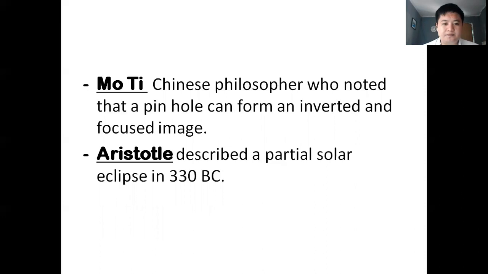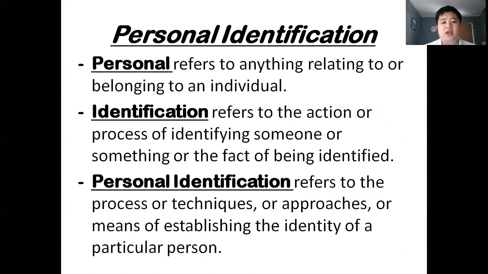For the second forensic subject, that is personal identification, if you ask a criminology student about personal identification, immediately they will answer fingerprinting or dactyloscopy. But take note that personal identification is a broad subject. Why? Later we will know why personal identification is a broad subject. Before that, we are going to differentiate the different definitions of terms when it comes to personal identification.